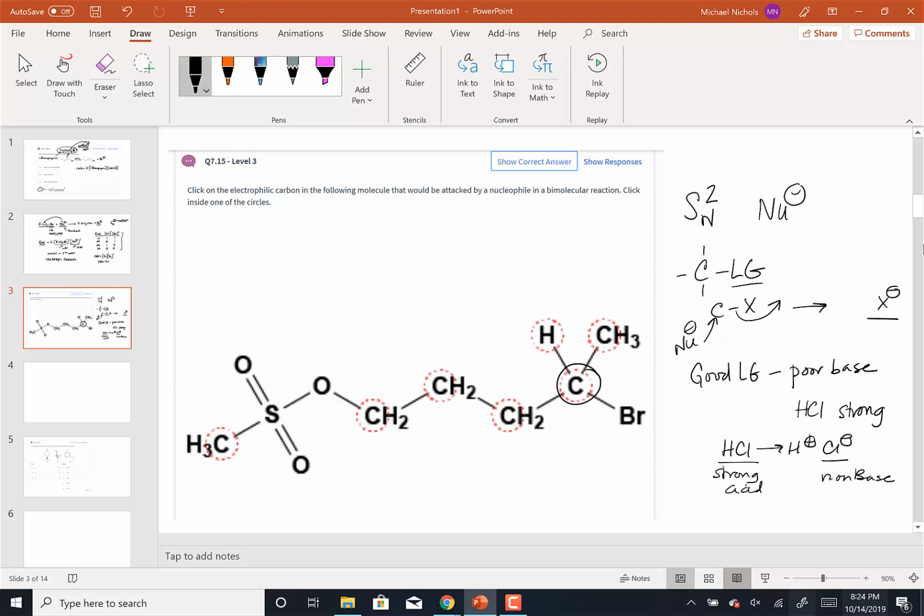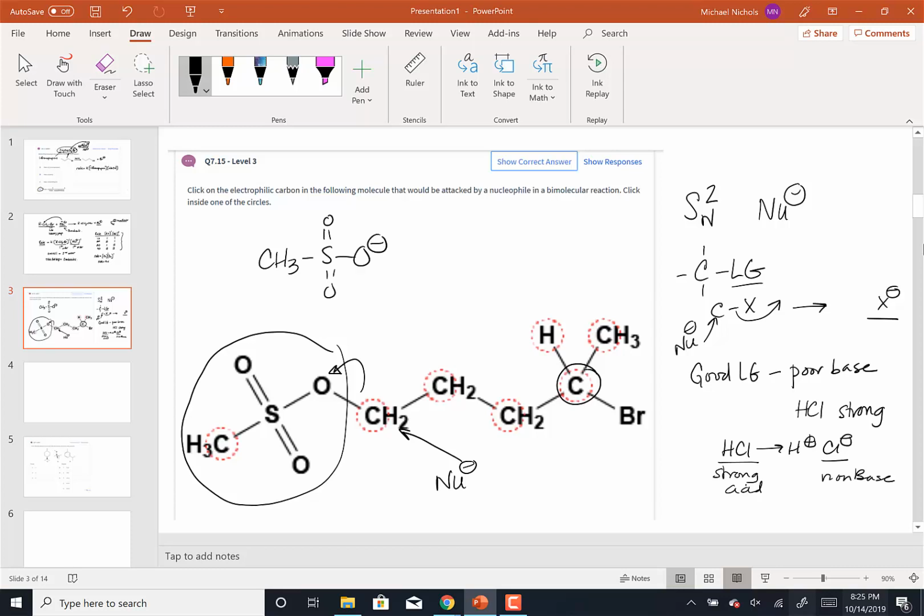There's another potential leaving group in this molecule, and it's this one. Because if you think about a nucleophile coming in and adding to this carbon, then the carbon-oxygen bond can break and the pair of electrons can go to that oxygen. That would make a molecule that looks like this. Now, that is what kind of base? Well, it's a very poor base. Why is it a very poor base?